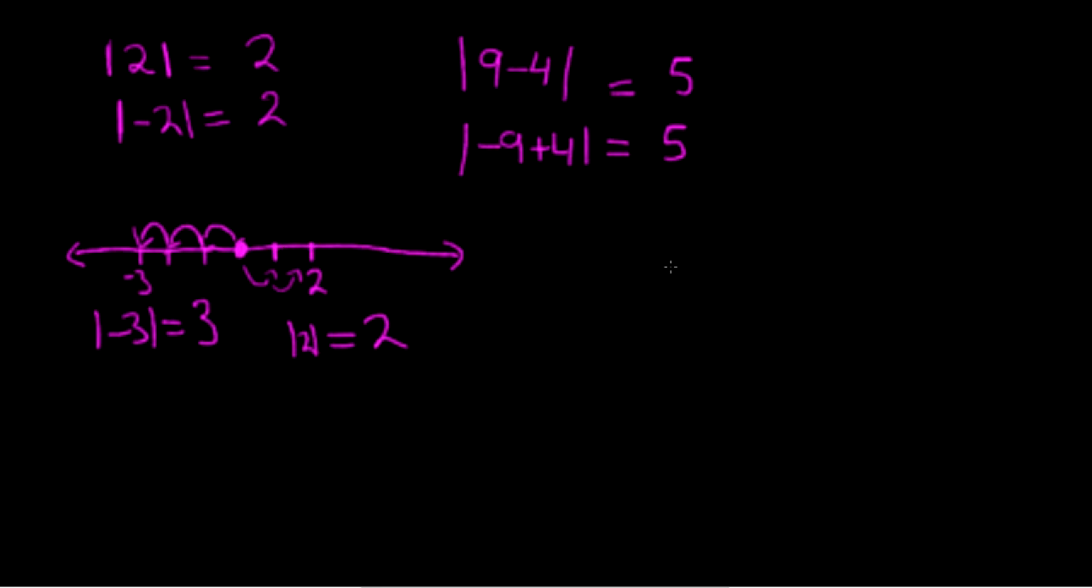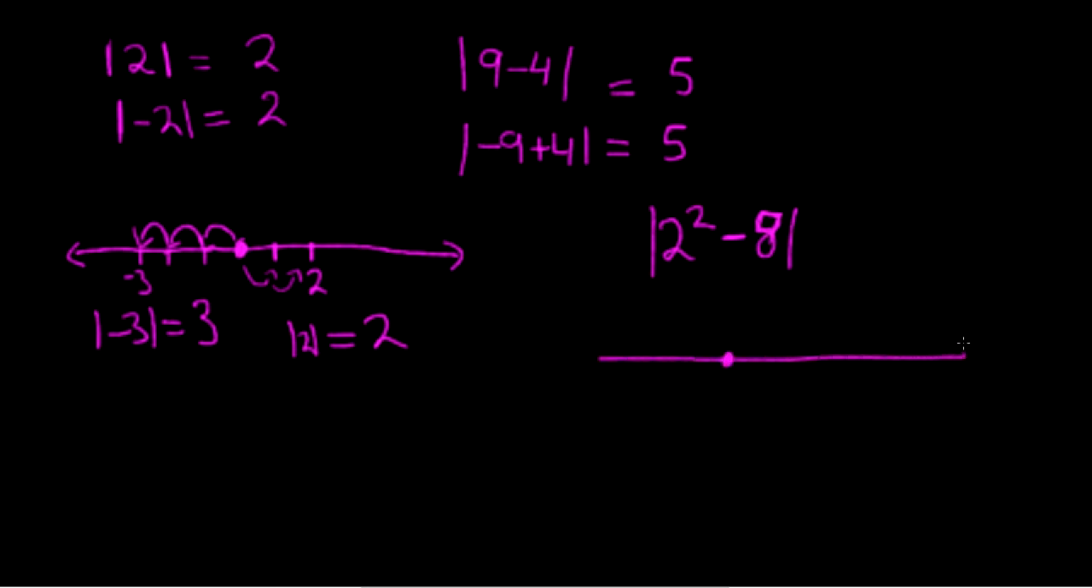Now let's give a little more complicated example. Let's see, 2 squared minus 8. So what is the absolute value of 2 squared minus 8? Now let's look at the number line.